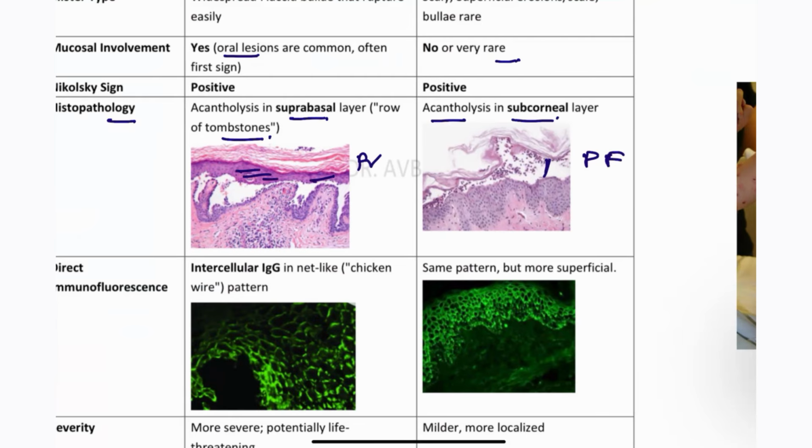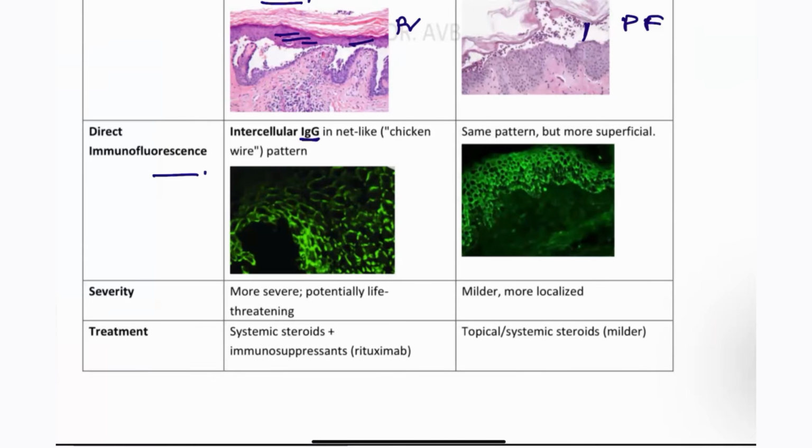And direct immunofluorescence shows IgG net-like pattern in the pemphigus vulgaris, and the same pattern is seen but most superficially in the pemphigus foliaceus. The treatment for this patient is rituximab for pemphigus vulgaris, and steroids for pemphigus foliaceus.